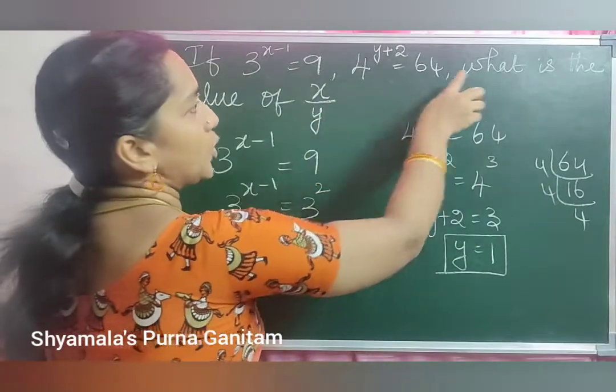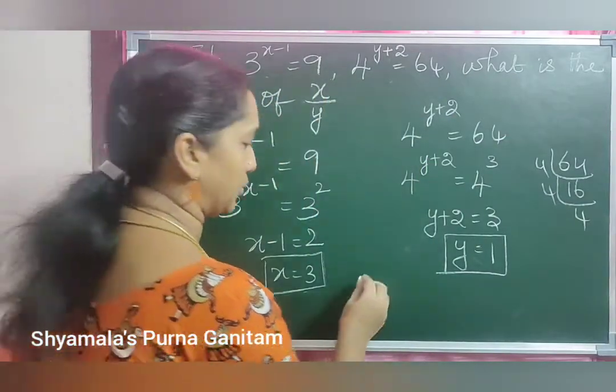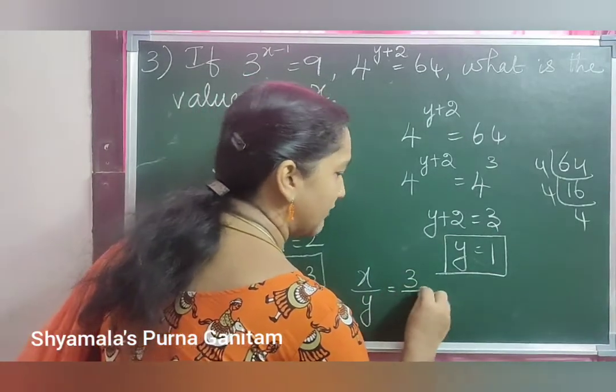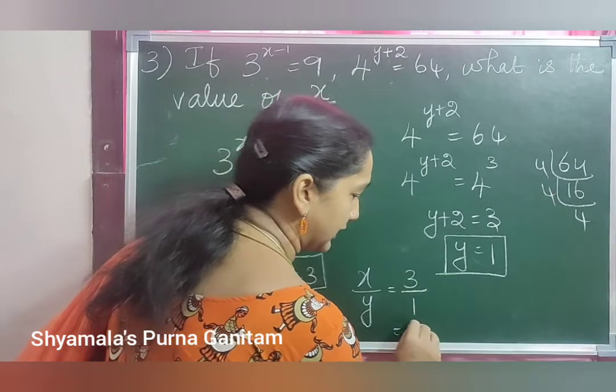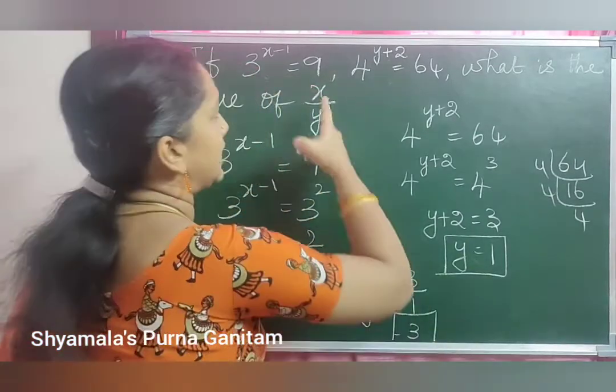So what is the value you are asked to find? You are asked to find x by y. So x value is 3 and y value is 1. So you will get the answer as 3. So 3 is the answer for this question. 3 is the value.